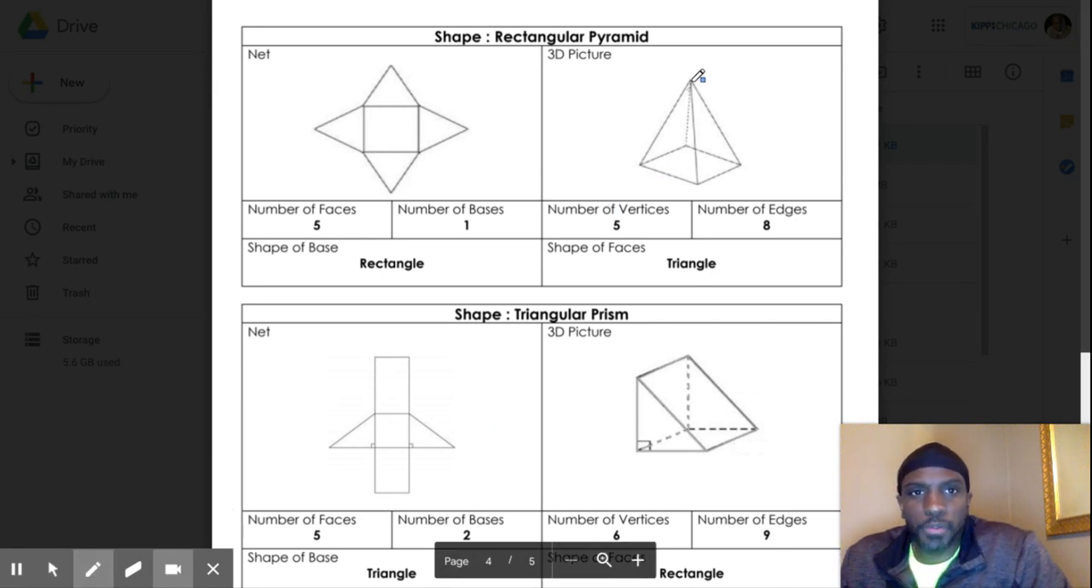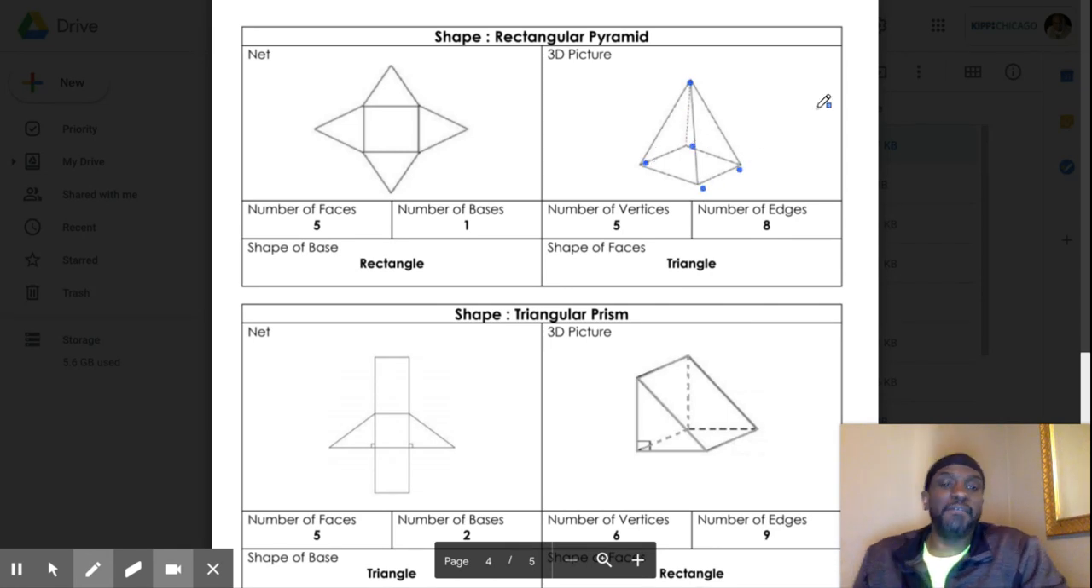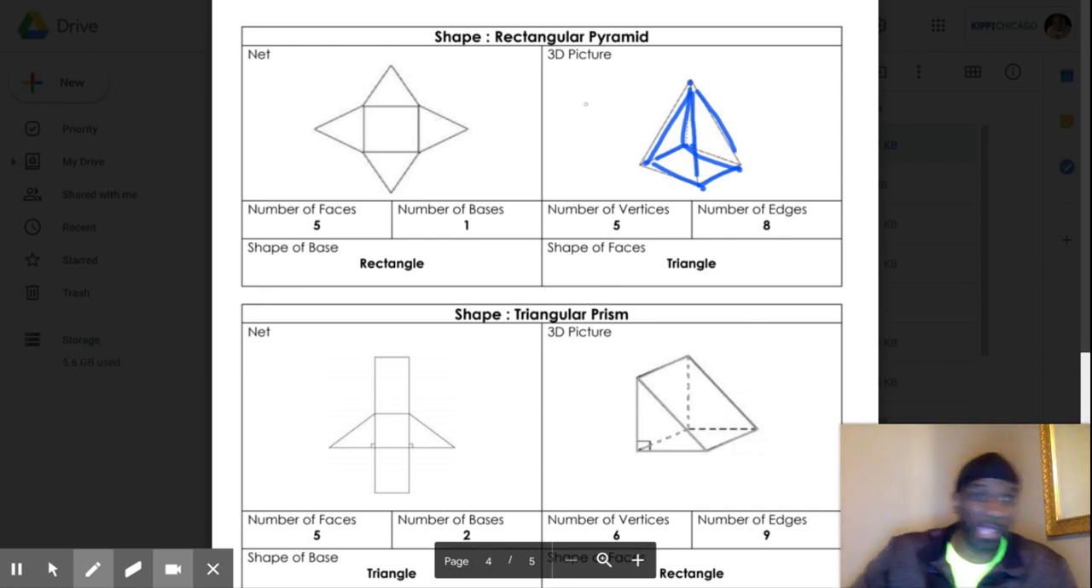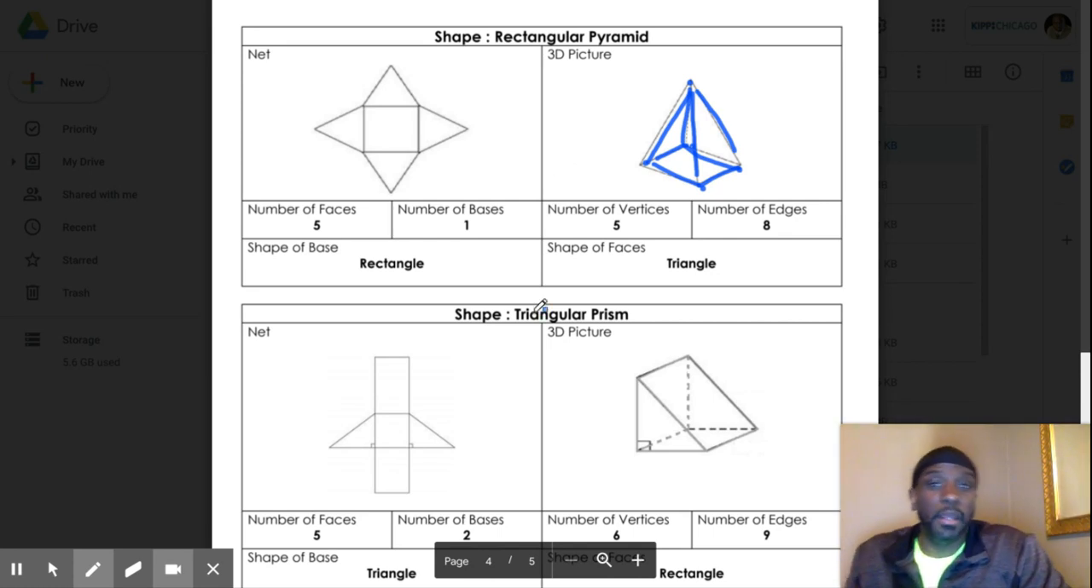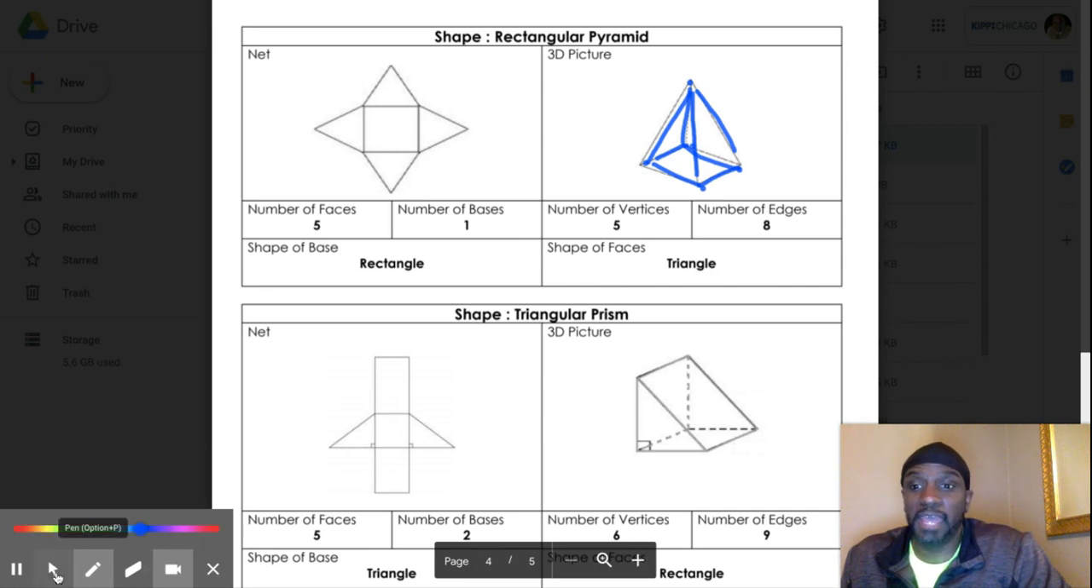how many corners does this have? 1, 2, 3, 4, 5. 5 corners. How many vertices? How many corners are the vertices? How many edges? Well, 1, 2. There's 1 back here. 3, 4, 5, 6, 7, 8. So if I ask you, okay, this shape has 8 edges, this shape has 5 corners, this shape has 5 faces, what would you say? Bam, you would say rectangular pyramid, okay? Okay, cool. That's some of the questions you'll be having today.